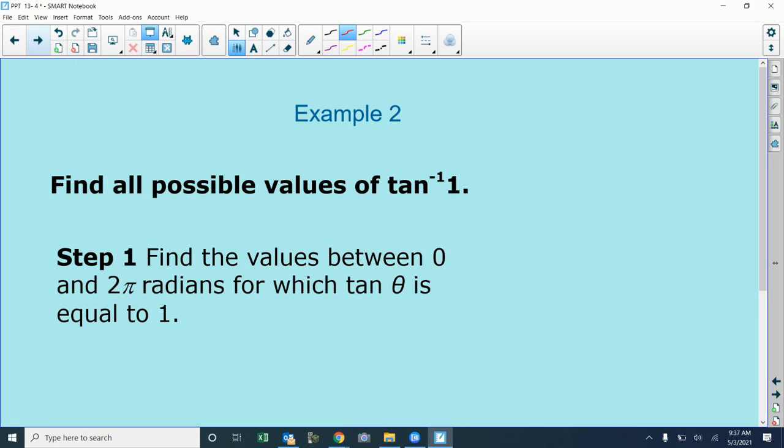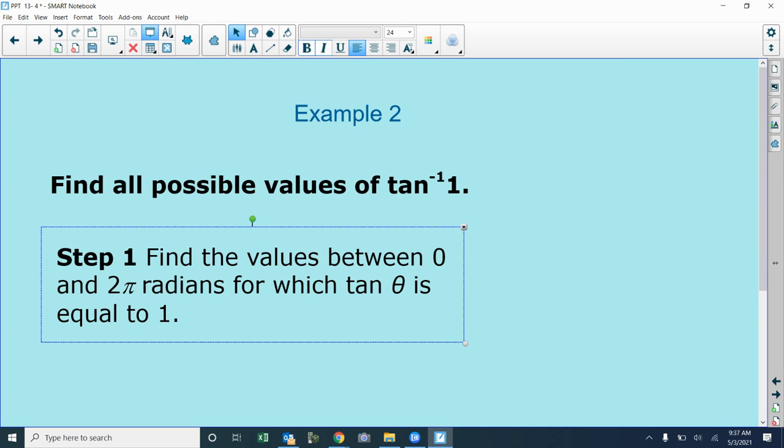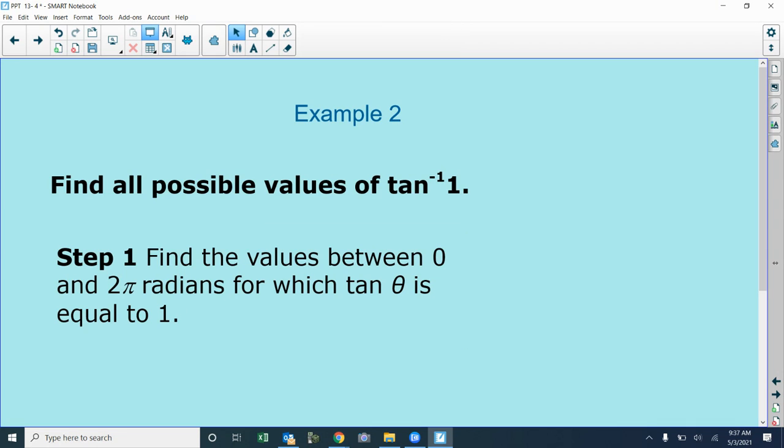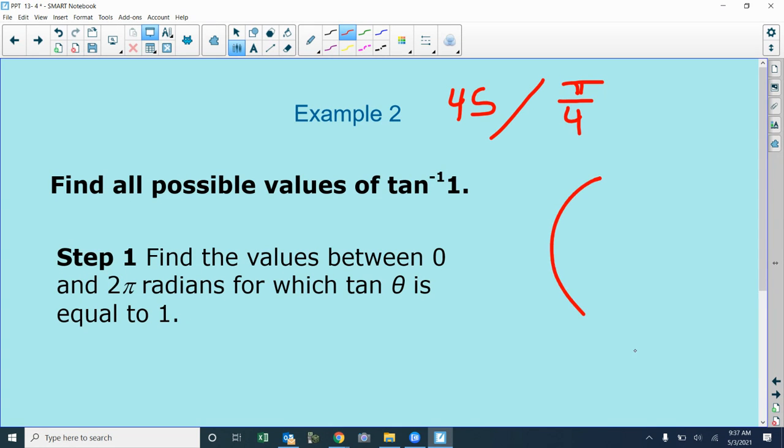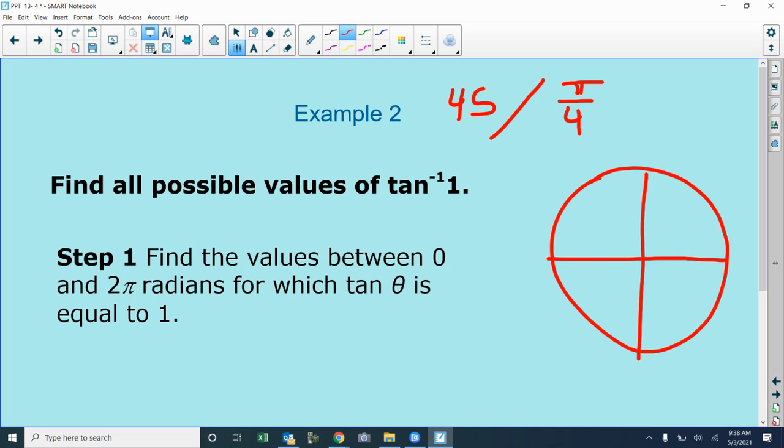Find them. So the first one, real quick in your calculator, boom, 45, okay? So we know our first one is 45. What would that be in radian measurement? Anyone? 45 is what? Pi over 4.